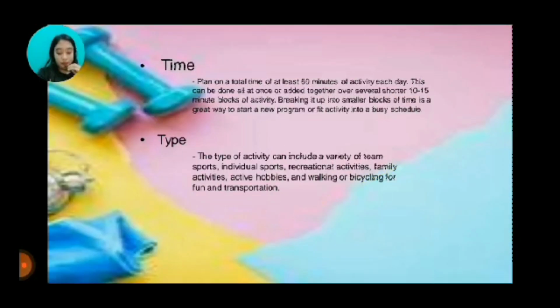Next, time. Plan on a total time of at least 60 minutes of activity each day. This can be done all at once or added together over several shorter 10 to 15 minute blocks of activity. Breaking it up into smaller blocks of time is a great way to start a new program or fit activity into a busy schedule. The time you spend exercising will, of course, depend on your individual fitness level. The longer you work out, the more calories and fat you'll burn off.